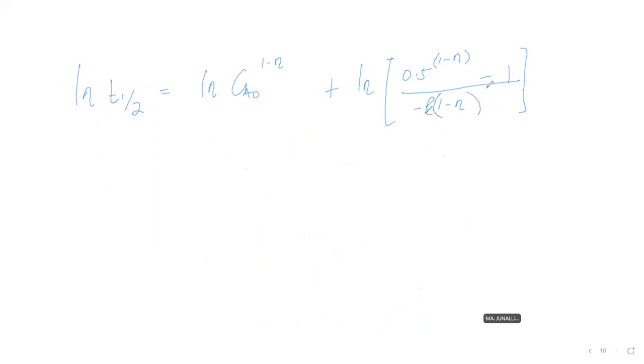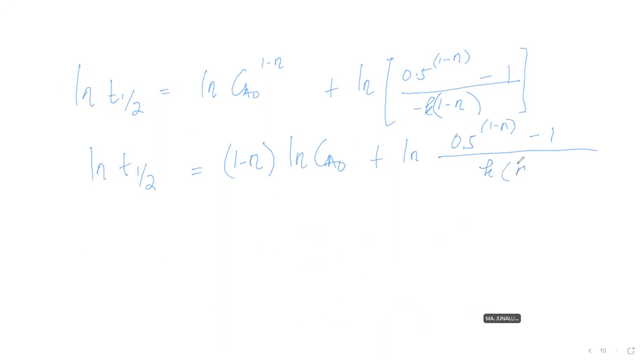Right? Now, you have ln of the half-life being equal to 1 minus n ln of CAO plus this entire thing, 0.5 raised to 1 minus n minus 1. I don't want to deal with the negative, so this is n minus 1. This entire expression is the argument of this ln. If you notice here, the k and the n are all constant. When we speak of a reaction, that k, the rate constant, and that order of the reaction is a constant. So then this must represent the b of your best fit line.